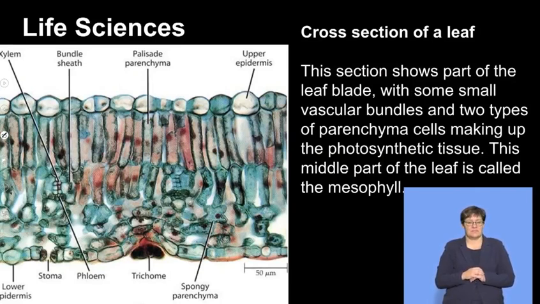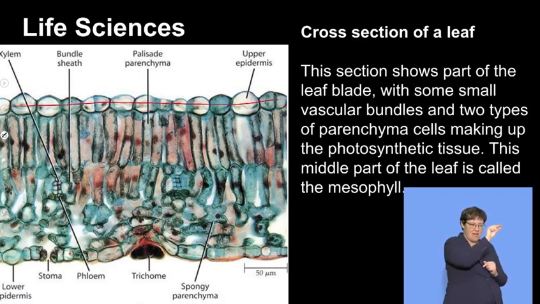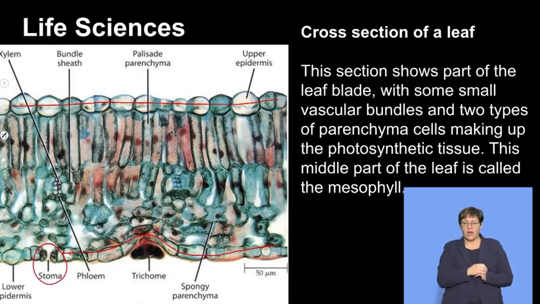Sure, this looks quite confusing, but let's start logically. What can we recognize? We can recognize the upper and the lower epidermis. Oh my goodness, look here. There's a hole in the lower epidermis, and that's something we've looked at before. That is one of the stomata, a little pore through which the gas can get into the leaf.